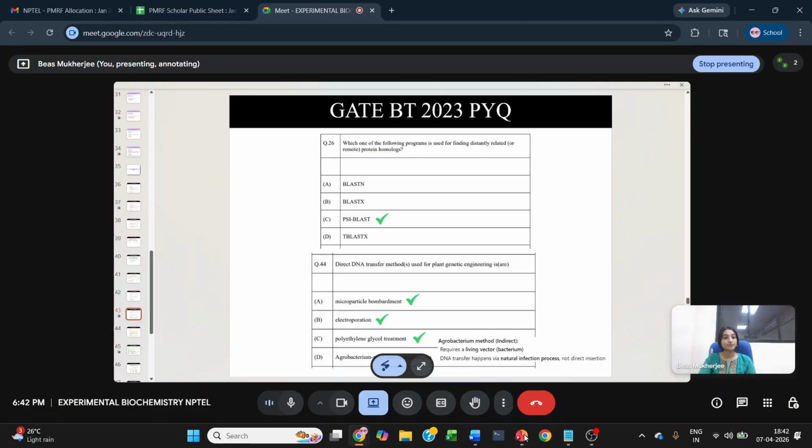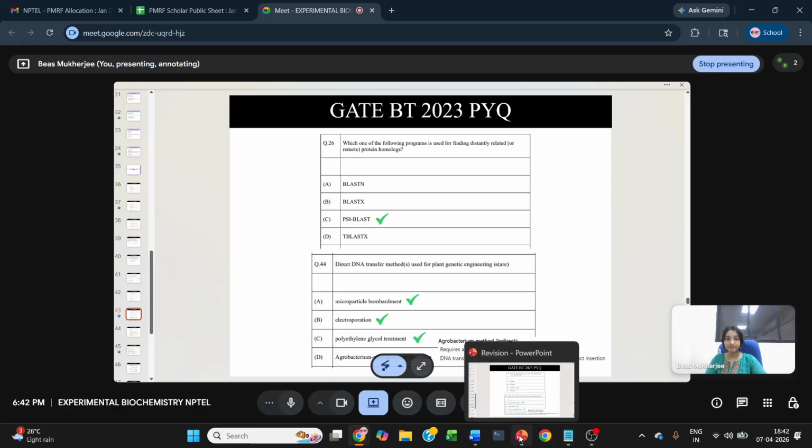So the right answer is PSI-BLAST for the first one, and it is microparticle bombardment, electroporation, and polyethylene glycol treatment, all the three, because Agrobacterium mediated method is an indirect method. It requires a living vector, that is a bacterium, and DNA transfer happens by a natural infection process and not direct insertion. Okay.